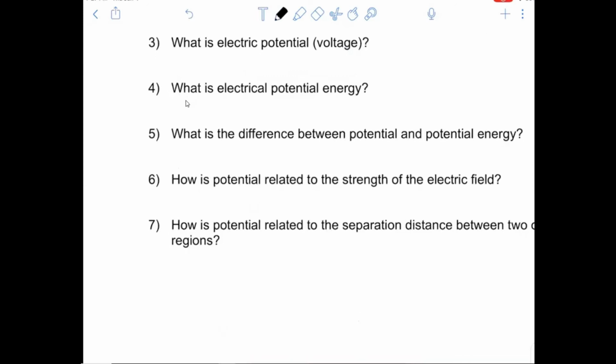All right, so what's electrical potential? The electrical potential in this case represents the amount of energy stored within the electric field between two opposite charge regions. One region is going to be positive charge, the other region is negative charge. This is your R.